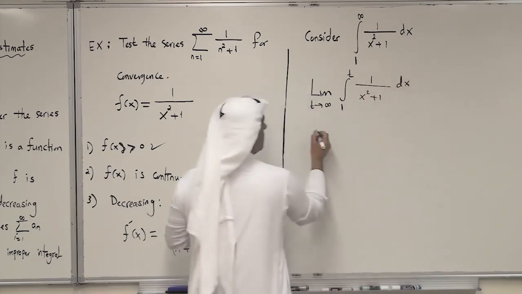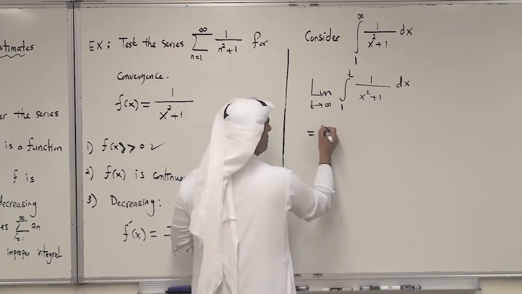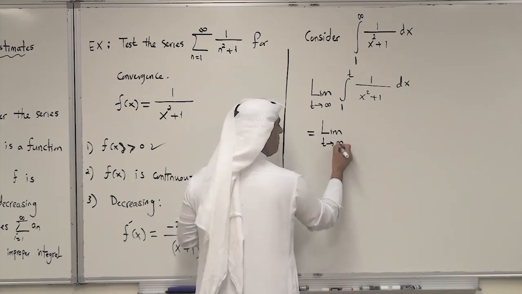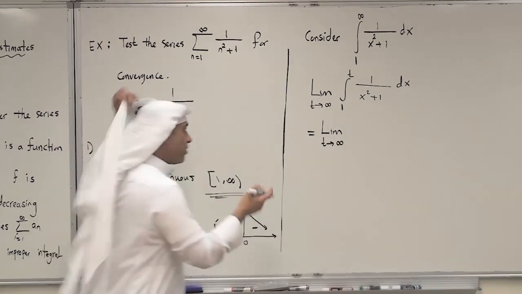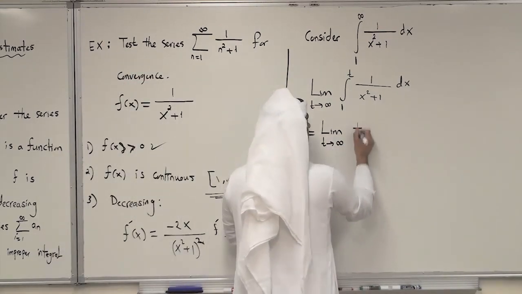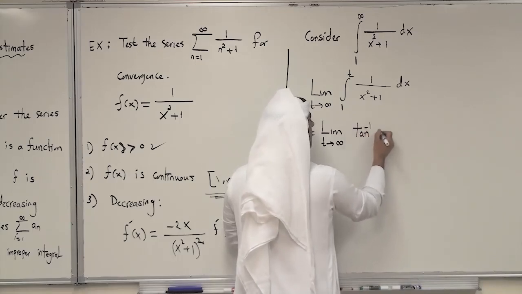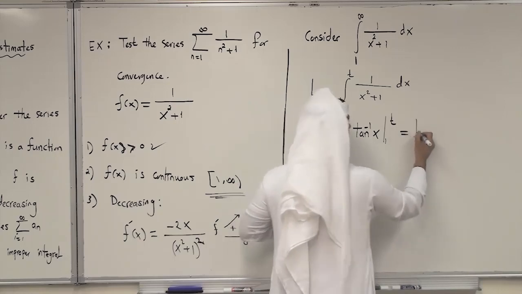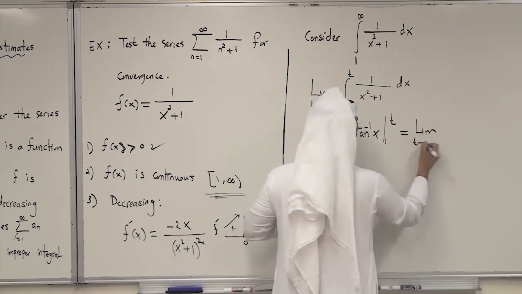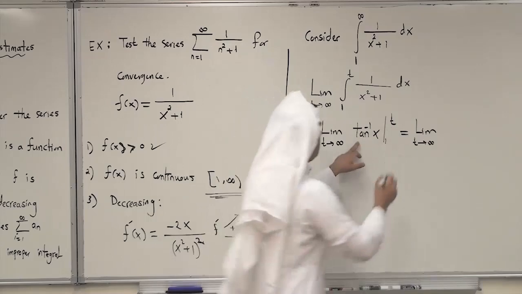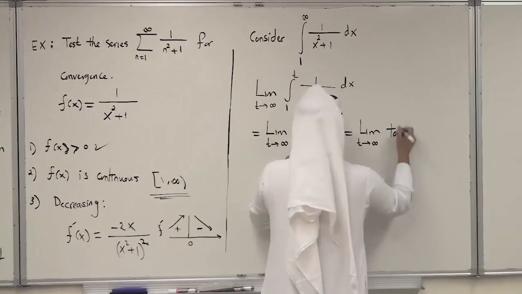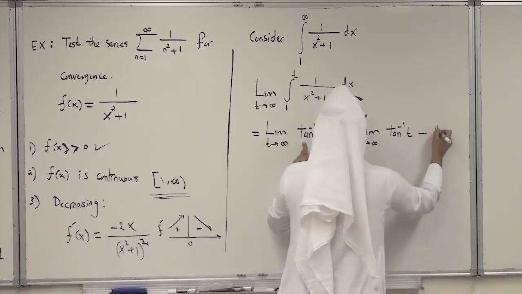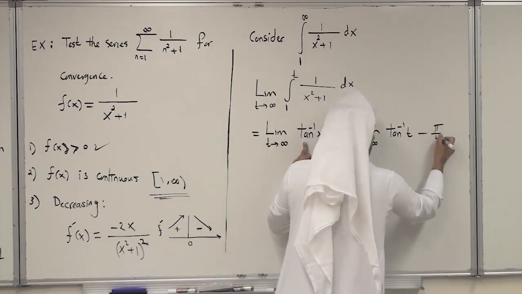We need to do the integration here. If this integral converges, the series will be convergent. If the integral is divergent, the series will be divergent. Okay, integrating 1 over x squared plus 1 will give you tangent inverse of x, and you need to calculate this one from 1 to t, and that will give what? The limit as t goes to infinity, and I substitute by t, we have tangent inverse of t minus tangent inverse of 1, that is equal to pi over 4.